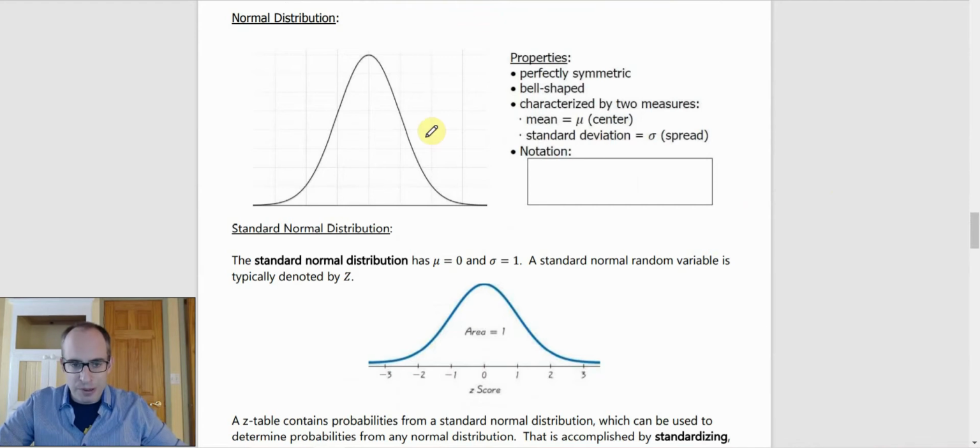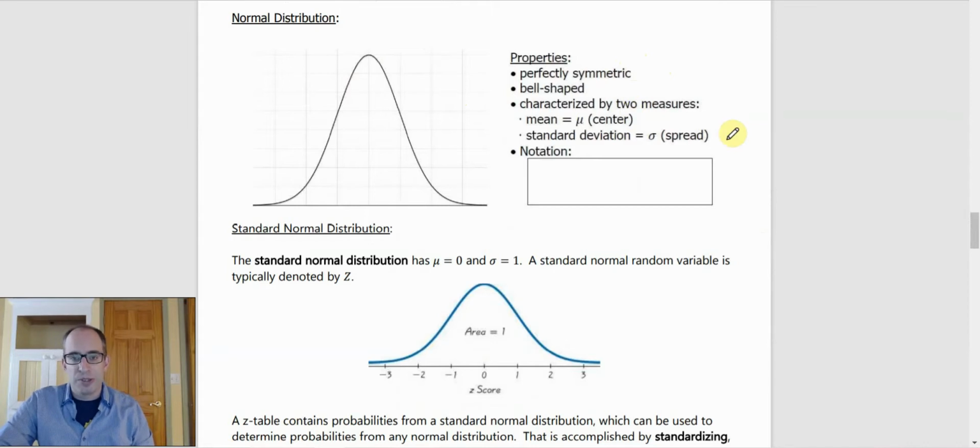So this is the bell curve, right? And its properties, so it is perfectly symmetric, right? The left and right sides are mirror images of each other, bell-shaped. And as long as you know what the mean and standard deviation are, that tells you specifically what normal distribution you're talking about. Because the mean will tell you where it's centered, and then the standard deviation will tell you how spread out it is.